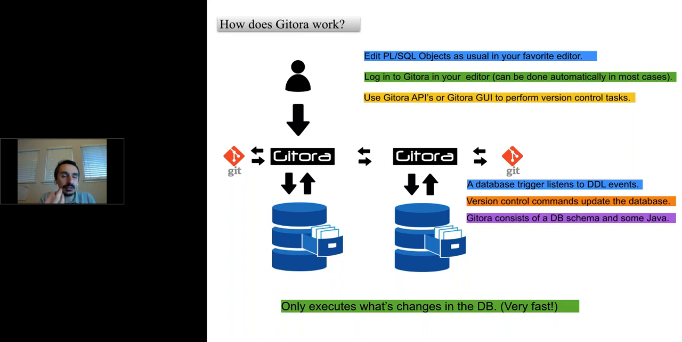We highly recommend installing this Tomcat server with the Java application on the same machine where the database is, so that the communication between the database and Gitora is fast. It's okay to have it in the same network on different machines, as long as the connection is fast. What's not okay, and I've seen people doing this and I've received emails saying, hey, this is really slow.